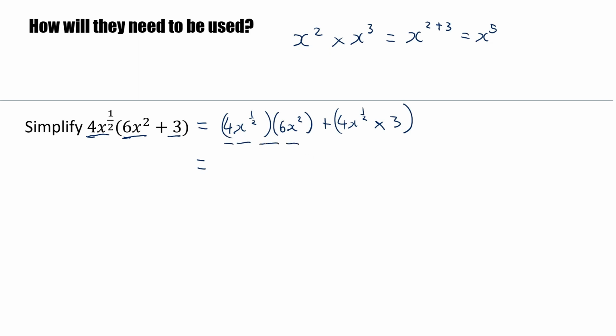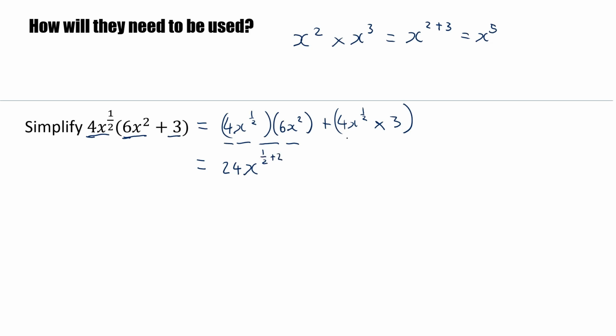Now, because everything in this little bit of algebra that we're looking at is to do with multiplying, that allows us to start focusing on different things in different orders, because multiplying doesn't matter what order you do it in. So we're going to do the 4 times the 6 first, which will get us 24. And then separately, we're going to do the x to the power of a half times the x squared. And we know from our index law from before, that means we're going to add the powers.